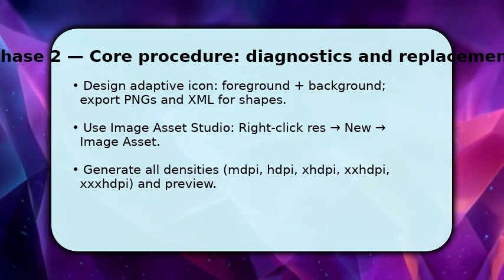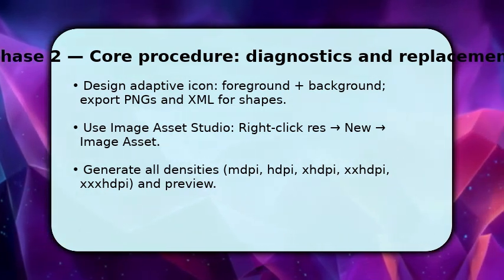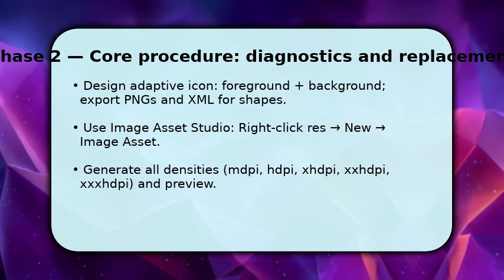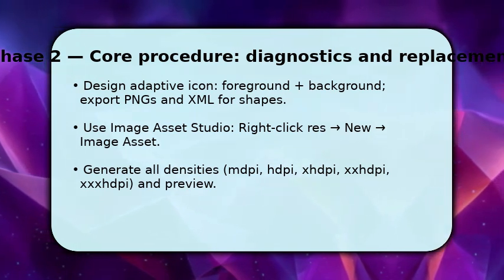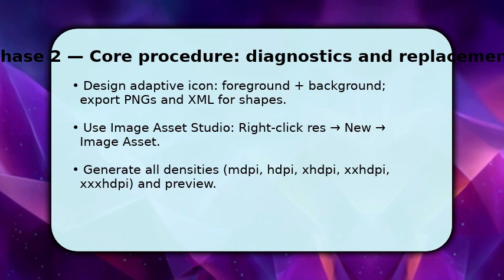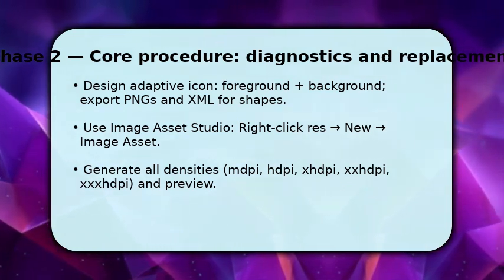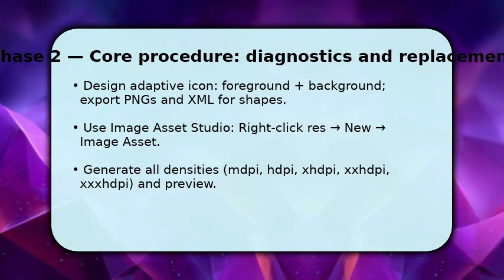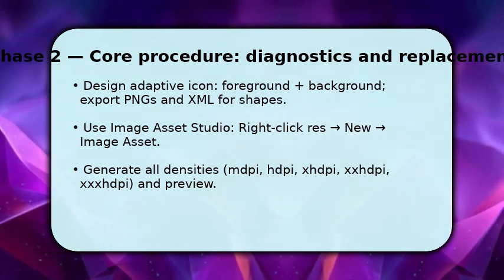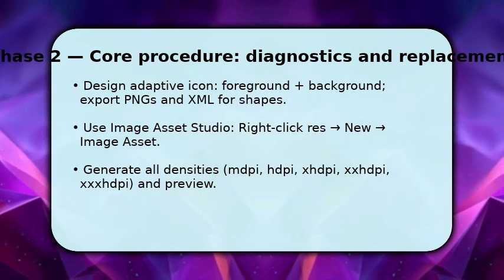Next, use Image Asset Studio. Right-click res, choose New, then Image Asset, and pick Launcher Icons, Adaptive and Legacy. Make sure to import your artwork, set trimming and padding, and generate resources for MDPI through XXXHDPI. Once Image Asset finishes, confirm files appear in the appropriate mipmap and drawable folders.